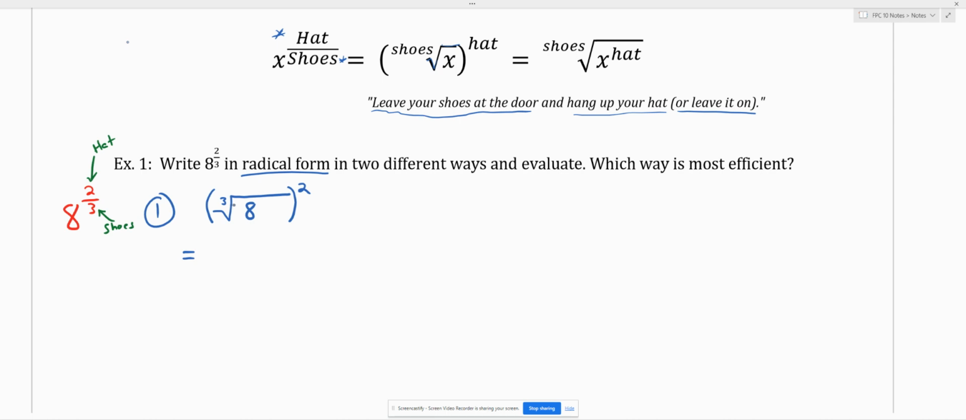So if I do this, what number times itself 3 times gives me 8 is, of course, 2. And then I'm going to raise that 2 to the power of 2, which is 2 times 2 is 4. So that's our first method using this form in radical form.